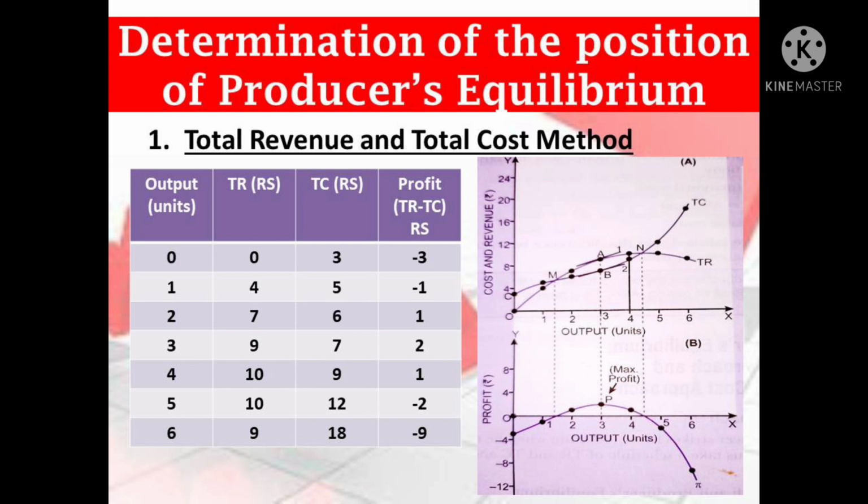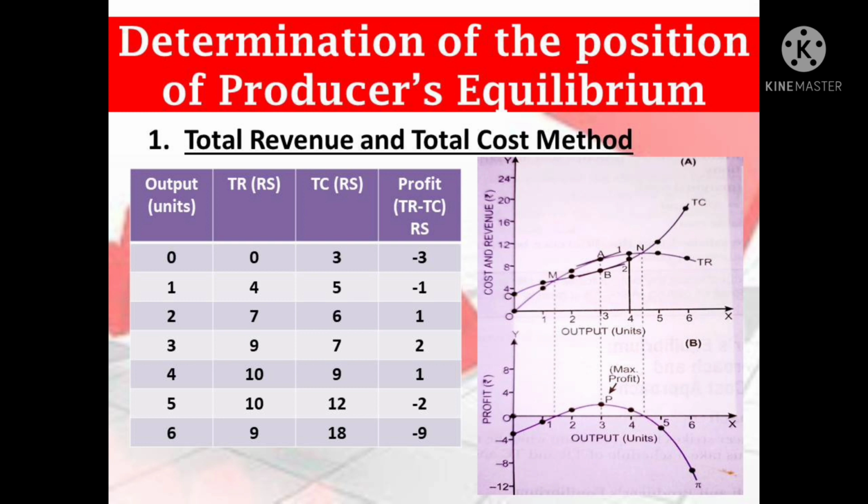You see here in this table, output, total revenue, total cost and profit have been given. This table shows that the difference between TR and TC is maximum when 3 units of output are produced. Accordingly, it is only when 3 units of output are produced that a producer strikes his equilibrium.